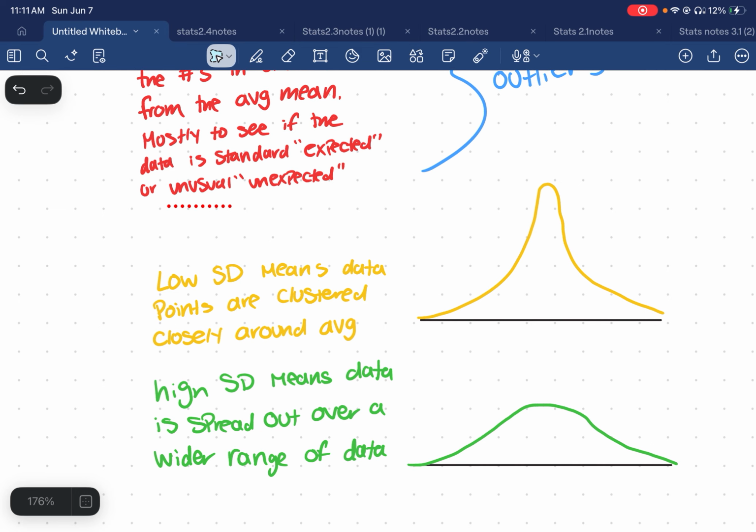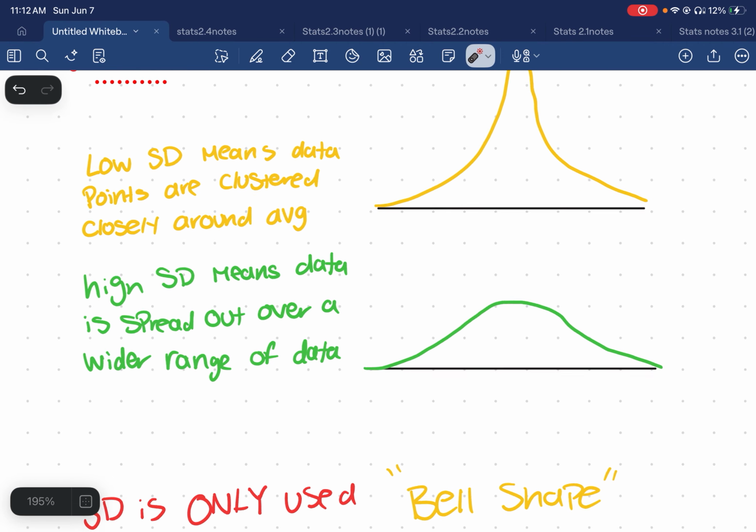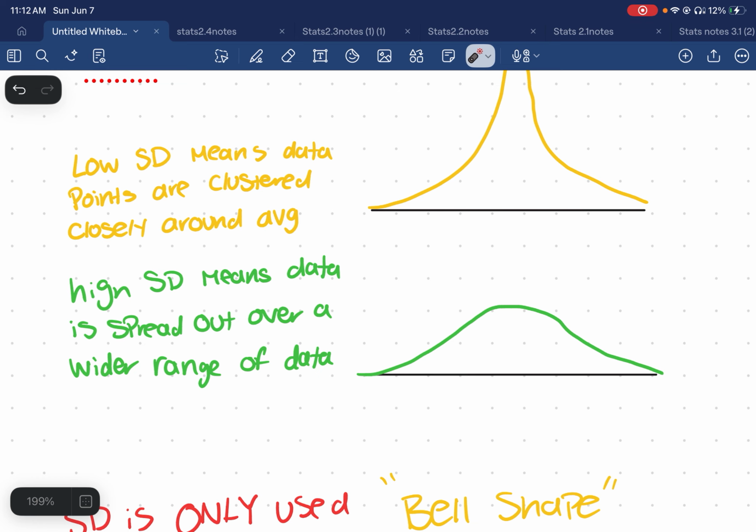So a low standard deviation means that the data points are clustered closely around the average, the mean, which would be right in the middle. And then you can see that for a low standard deviation, it's peaked up right here. So most of the data is around the mean. And a high standard deviation is how spread out the data is over the mean, over a wider range of data. So we have the mean here, and then we have a more balanced bell curve because they're not all centered around the mean.